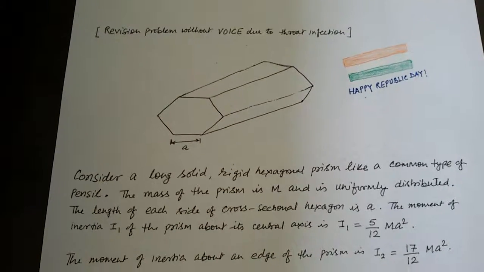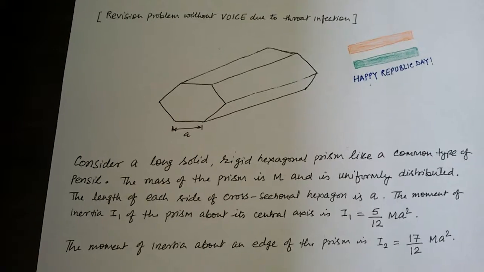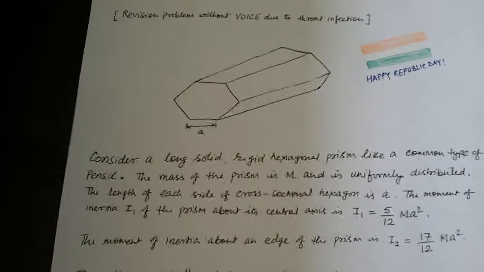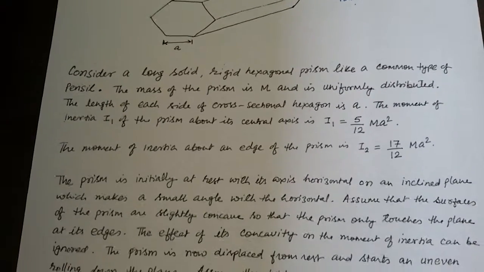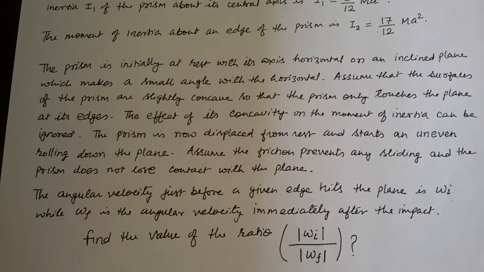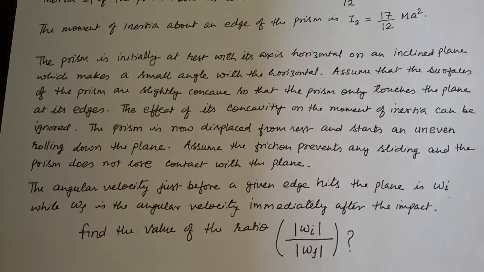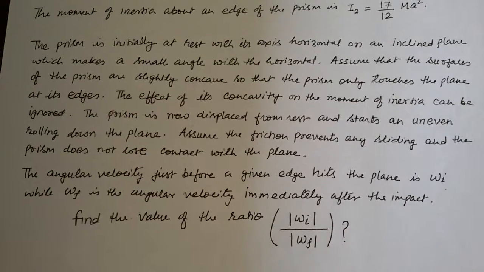So dear students, we were solving this problem. A special kind of rigid body is given to us. The cross section is a regular hexagon. The moment of inertia is given to us, and that body is rolling down the inclined plane. We need to find the ratio omega initial to omega final.